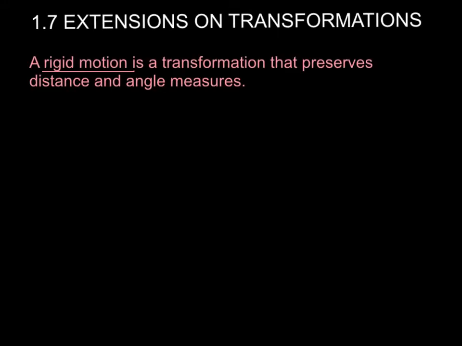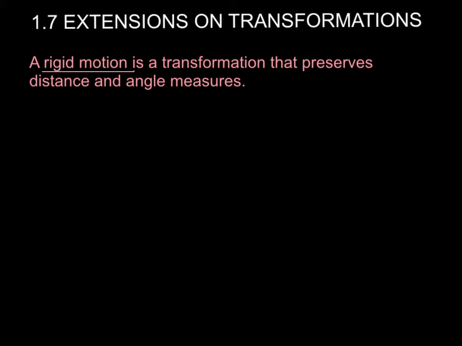You should know that a rigid motion is a transformation that preserves the distance and angle measure. So let's write that down. That's important. Even if you've heard that before, it's something to note. So let's read that again. A rigid motion is a transformation that preserves distance and angle measures.